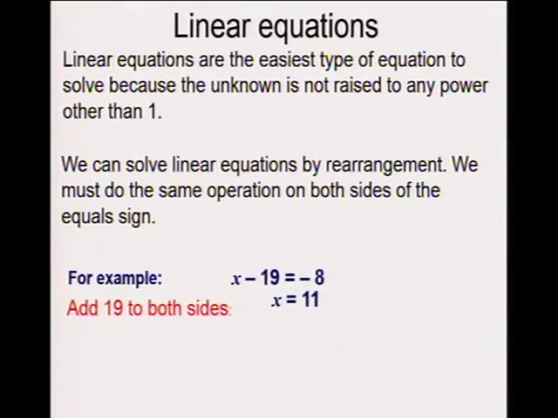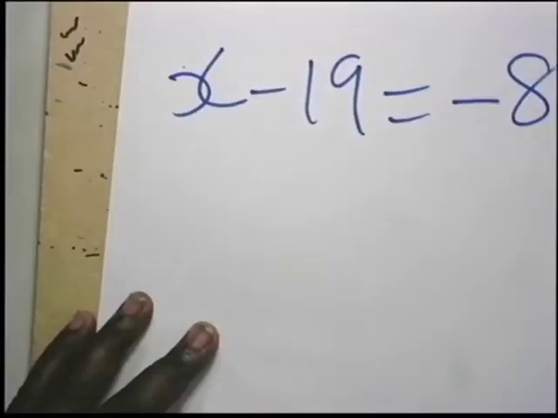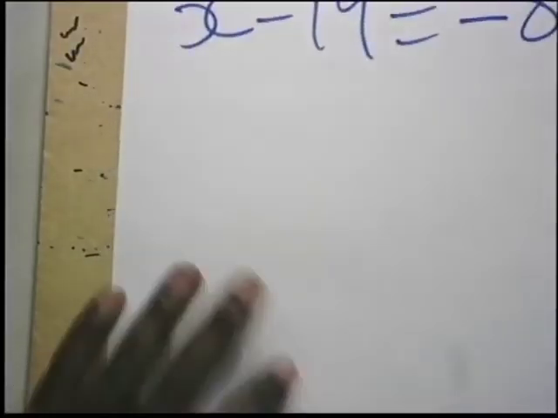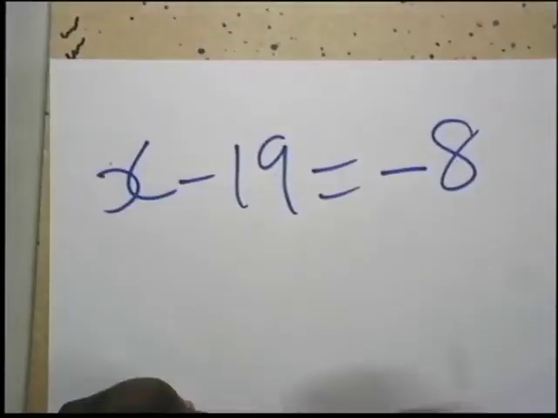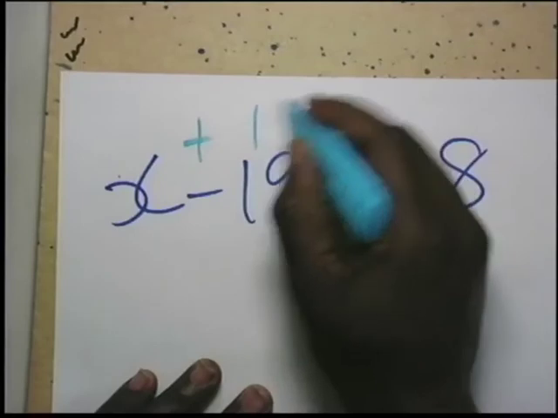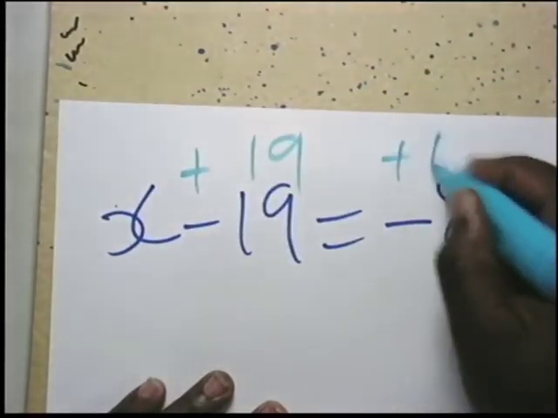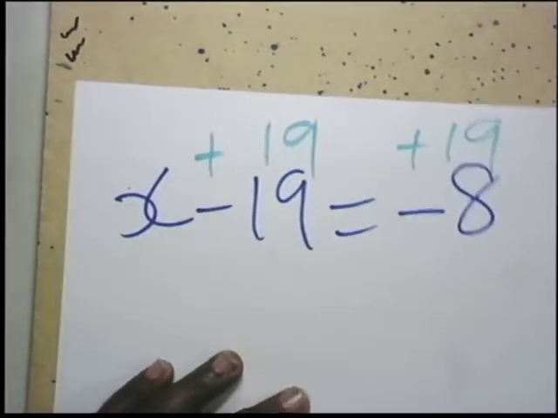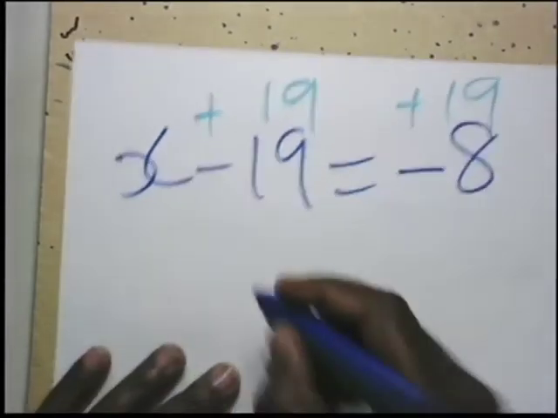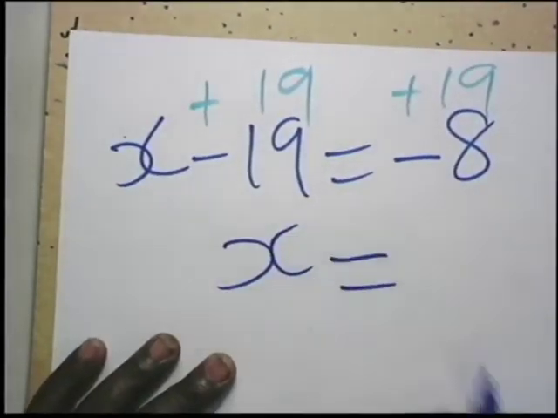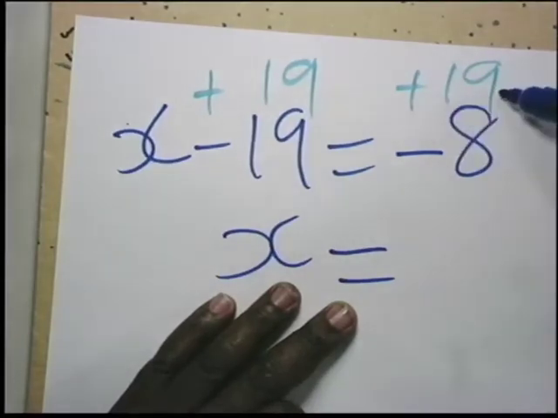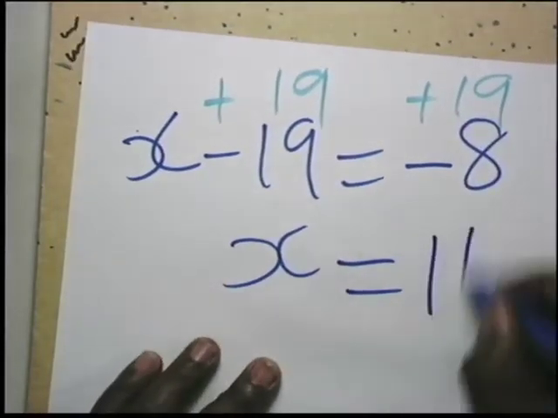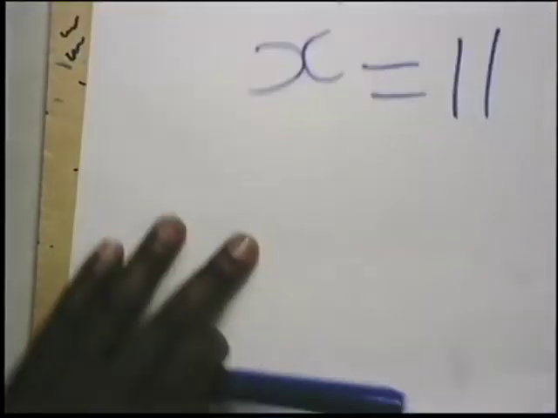Here is what we are doing. We have x minus 19 is equal to minus 8. Let's say we add 19 to both sides. What do we remain with? This side will have plus 19, and this side we also have plus 19, because we've added 19. But plus 19 minus 19 will cancel the 19 off. Then we end up with an x only on this side, which is equal to plus 19 minus 8, we end up with 11. So our answer is x is equal to 11.